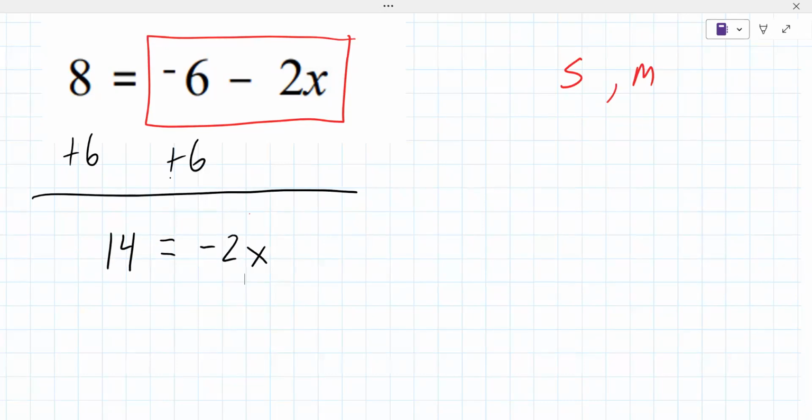Now how do we undo the multiplication here? How do we undo multiplication? You should divide. And then that equals negative 7. It does, yeah. Very good. Now you got that perfect.